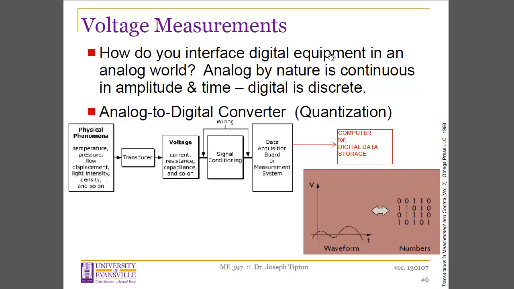Okay, so voltage measurements are analog. How do you interface digital equipment to devices that are analog? Analog by nature is continuous in amplitude and time. Digital is discrete. So we're measuring, for instance, forces via a load cell. Well, as the load changes with time, that's going to be sent by a transducer as some sort of continuously varying voltage, an analog signal. And we somehow have to get that into digital information that can then be transferred and stored on a computer. Well, the device for the job is the analog to digital converter. And the process by which it does that is called quantization.